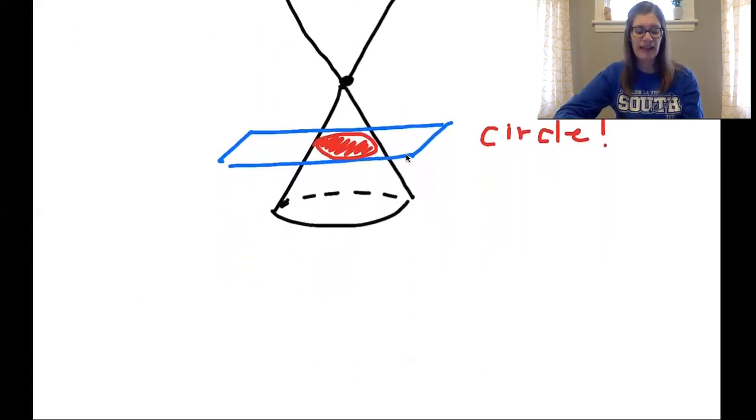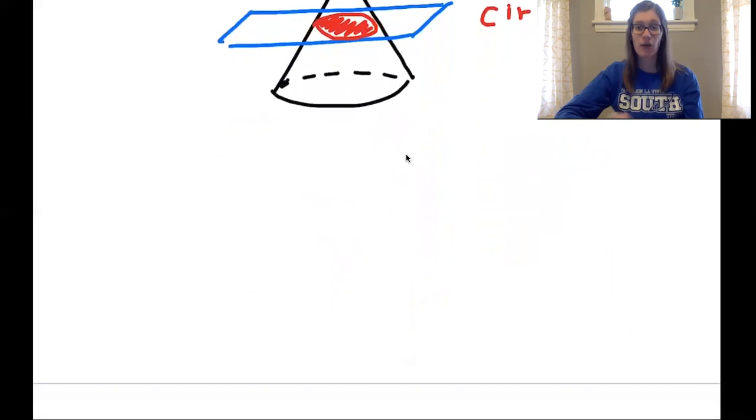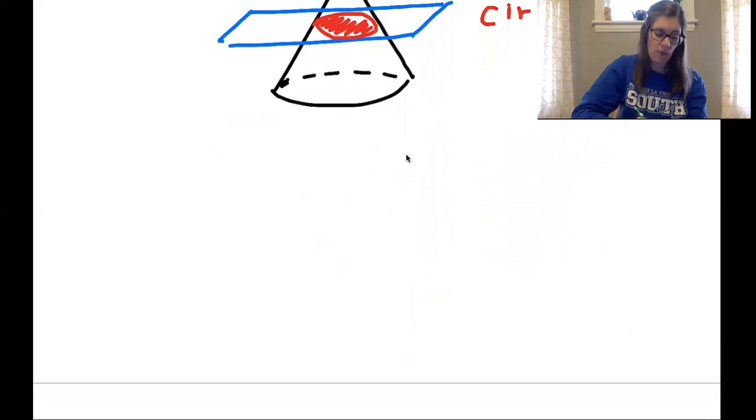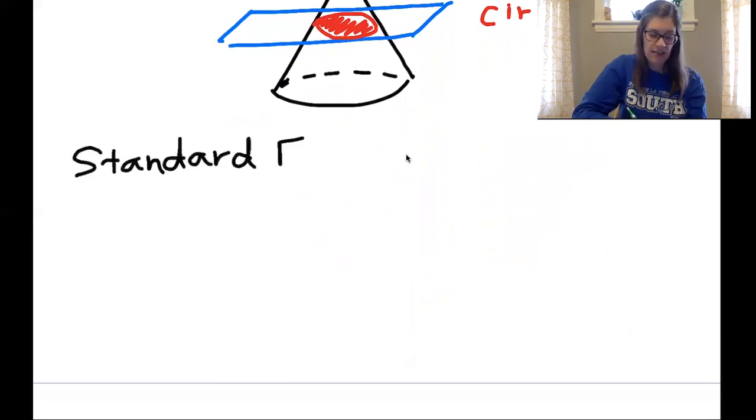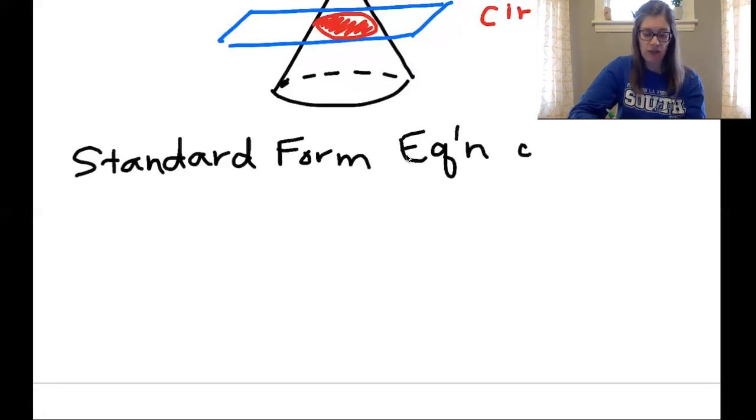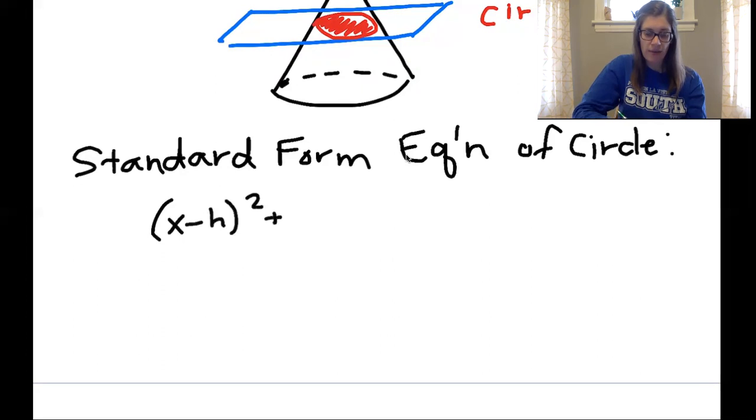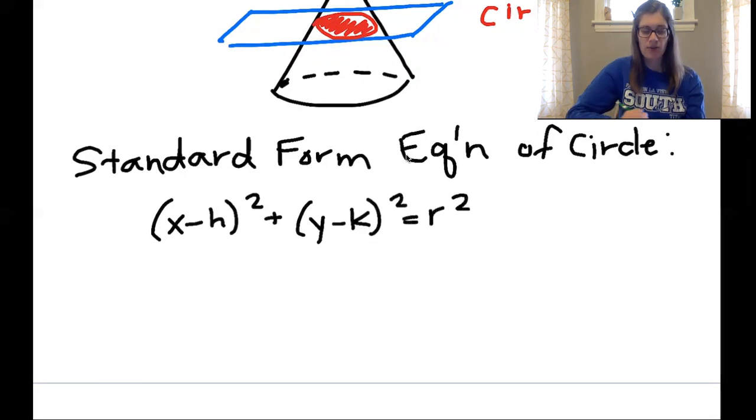Now, when we look at these conic sections, we're looking at them on the coordinate plane. So we have equations for them so that we can generate points. We'll call this the standard form equation of a circle, and this is the equation of a circle that you are familiar with. EQ apostrophe N, that's just my abbreviation for equation, so I don't have to write it all out. The standard form equation for a circle is the quantity x minus h squared plus the quantity y minus k squared equals r squared.